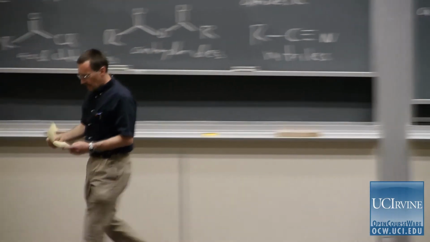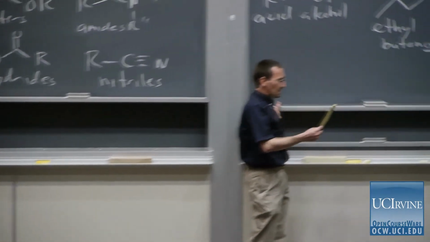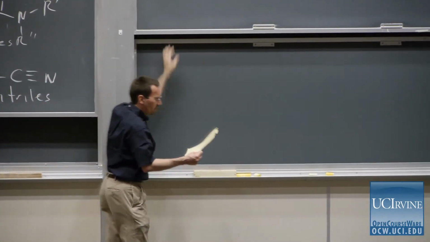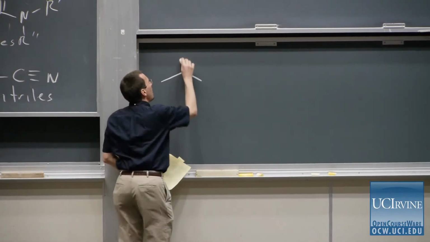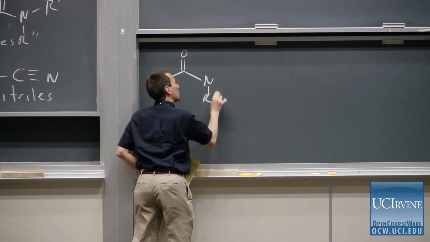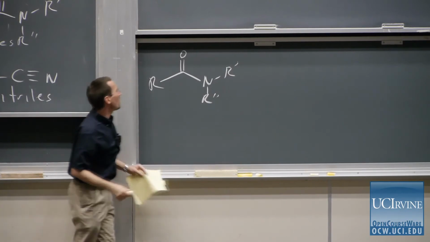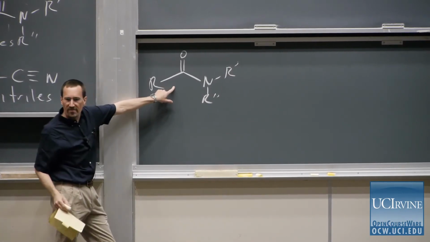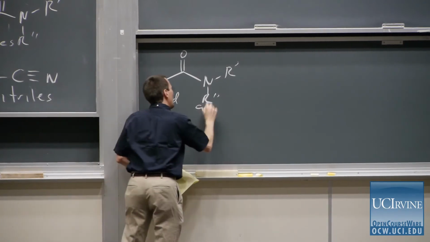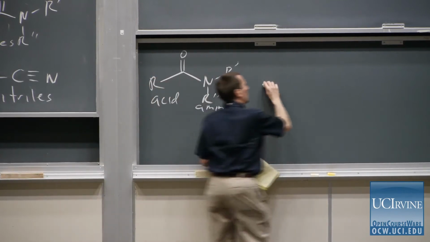For amides, a lot of the thinking is kind of similar. We have two components, and we sort of recognize that here's our amide. And so we have a component that came from the acid and a component that came from an amine or ammonia. And so I'll give us a couple of examples here.